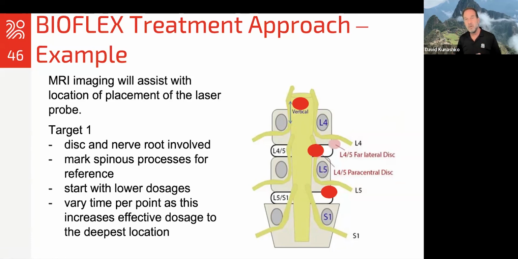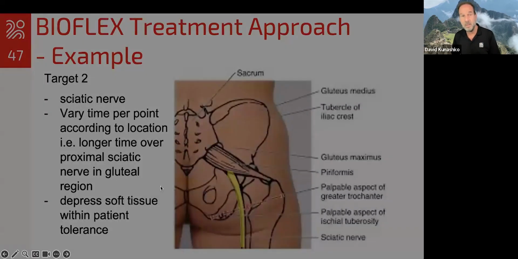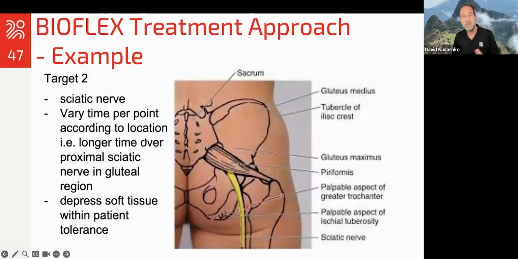Start off with maybe 2, 3 joules or whatever, and then start to go up if you need to, or adjust it a little bit higher if your patient is larger or there's more tissue to get through as well. Again, you just need to think about the size of your patient and the target depth. The sciatic nerve, you can vary the time per point according to location. So longer time over the proximal sciatic nerve because it's deeper in the gluteal region, and depress the soft tissue within patient tolerance.